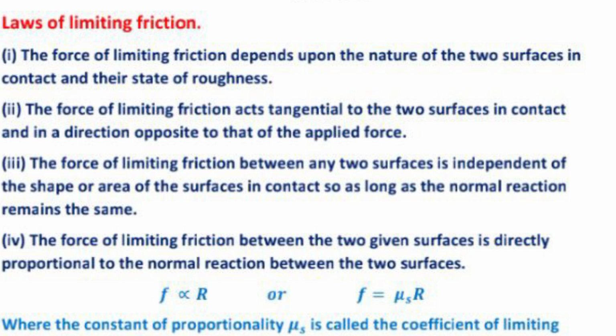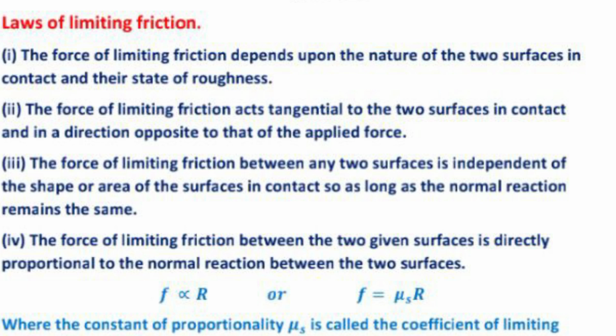Third: the force of limiting friction between any two surfaces is independent of the shape or area in contact, as long as the normal reaction remains the same. Fourth: the force of limiting friction between two given surfaces is directly proportional to the normal reaction between the two surfaces. F is directly proportional to R, or it can be written as F equal to mu R. Mu is called the coefficient of limiting friction.